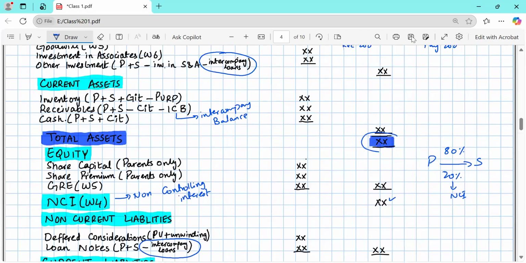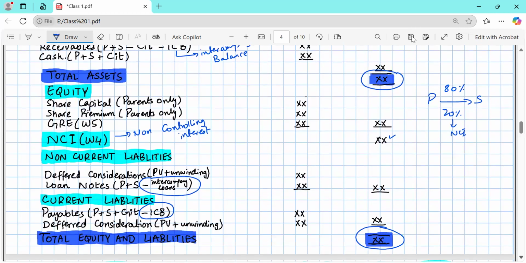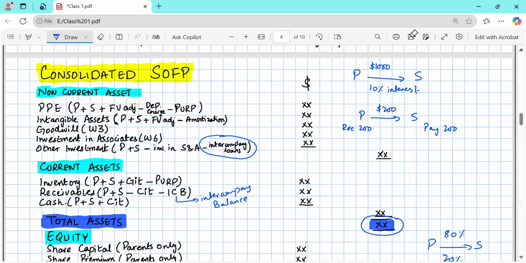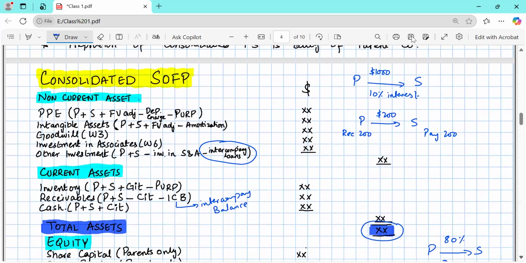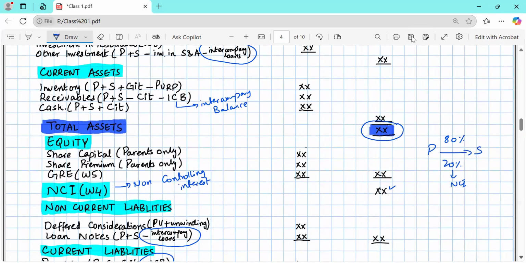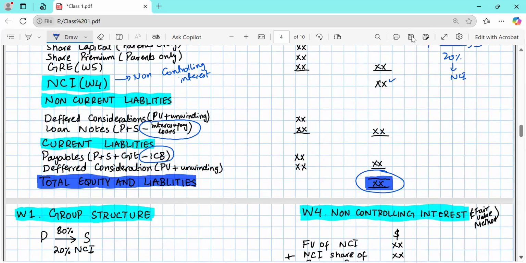So total equity and liabilities should match with the total assets, right? This will tell you that you have prepared the financial statement in the right manner, when the answers match. Okay. So this is how the CSOFP format looks. Any question you want to ask regarding the format?